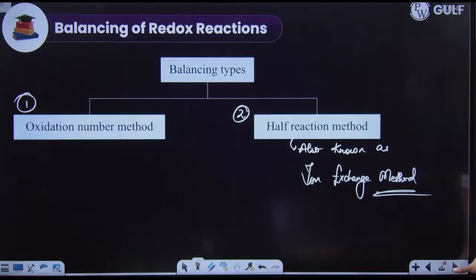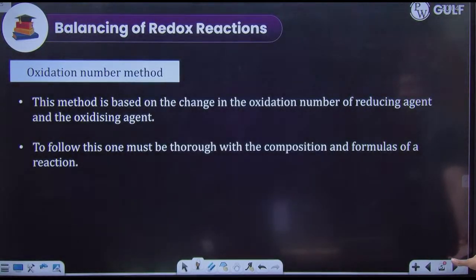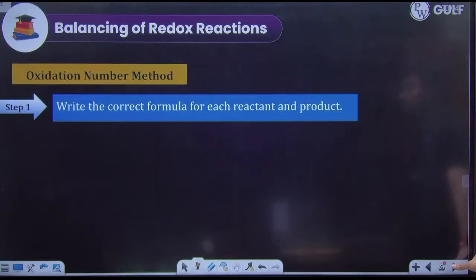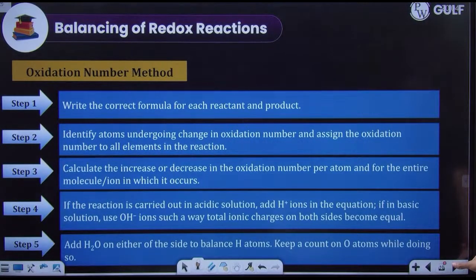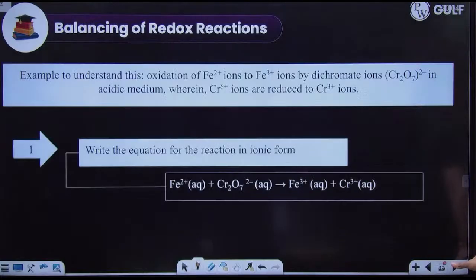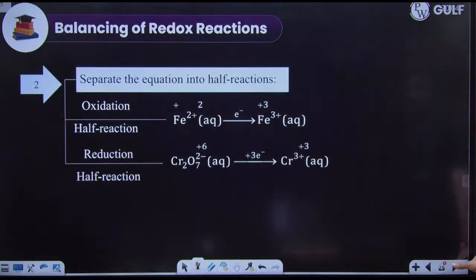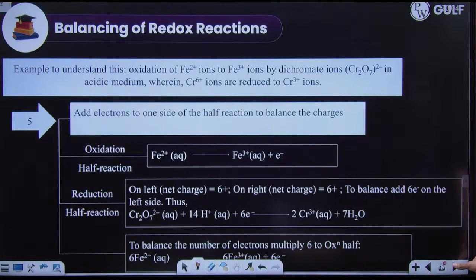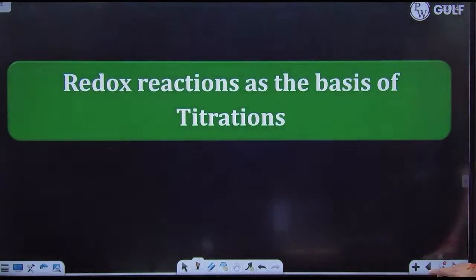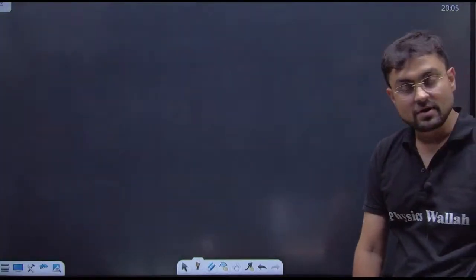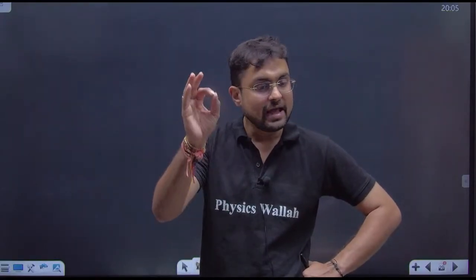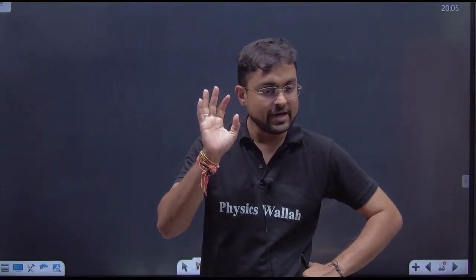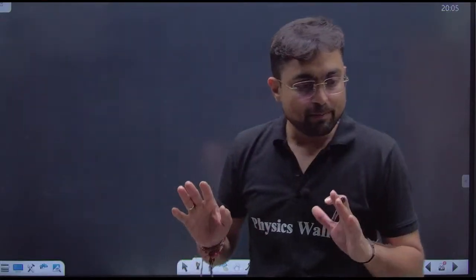Now if I talk about the methods, I have written everything in the slides. Whenever you want theoretical knowledge of any method, you can go through my notes. But trust me guys, all these things are actually not at all important for you. We actually don't require anything. I will give you the example and you will get to know everything. So let's get started with the topic balancing of the redox reaction.